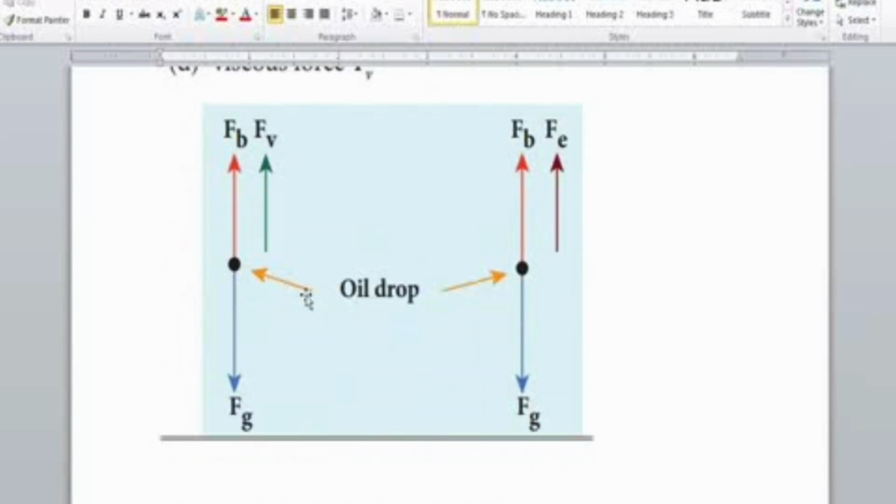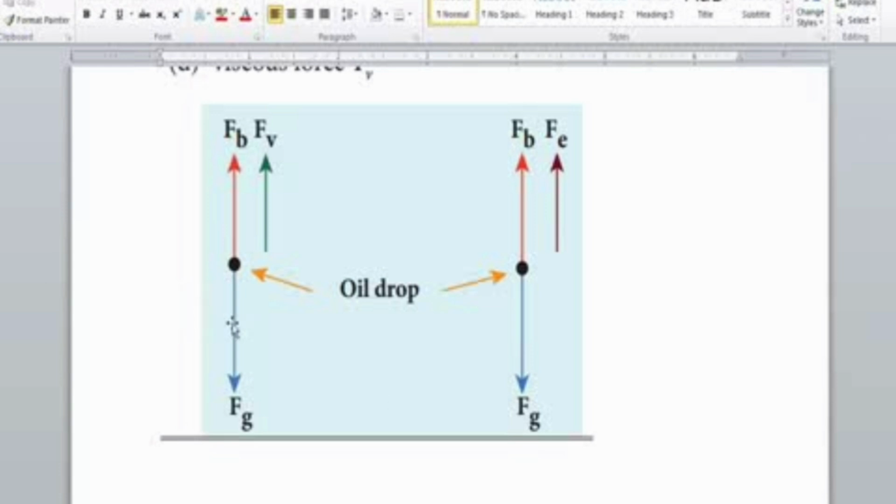Initially, before applying the electric field, there are three forces. One is the force acting in a downward direction due to gravity, that is Fg. Then the force acting in an upward direction is called the buoyant force. Then Fv is the viscous force. These three forces are acting before applying the electric field.